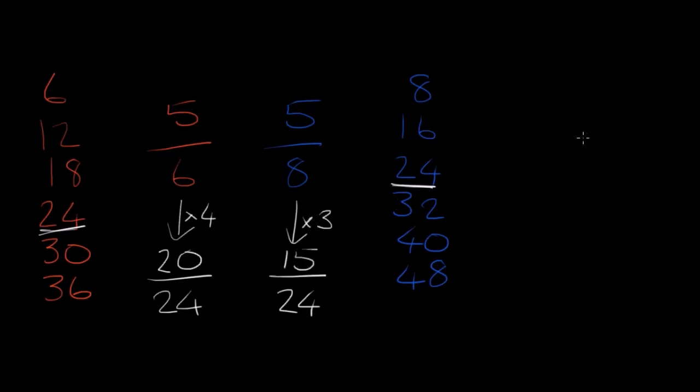That's really all there is to this. So if you get any of these questions, all you need to do is make sure that you write out the times table for each of the denominators, find out which one occurs in both, and then whatever you did to the bottom, do to the top.